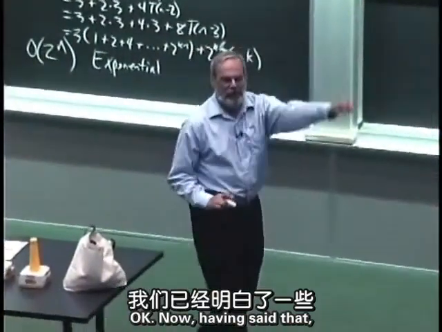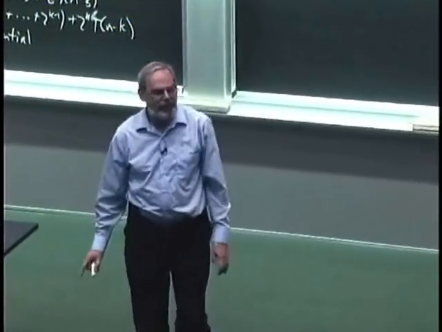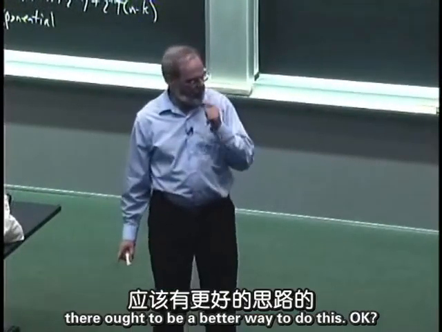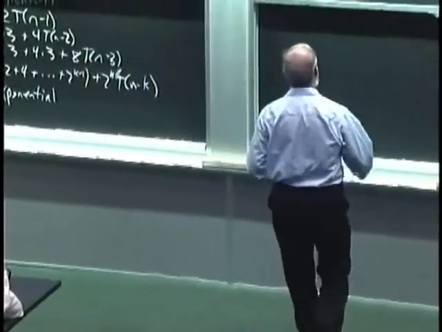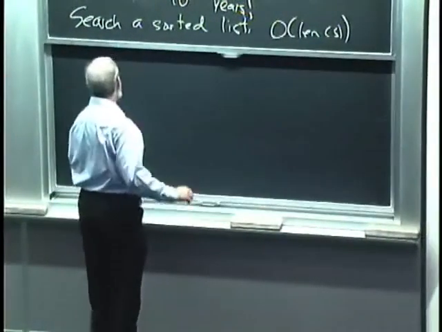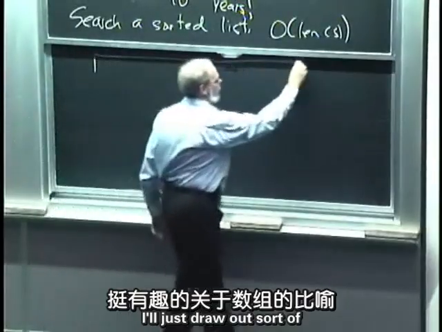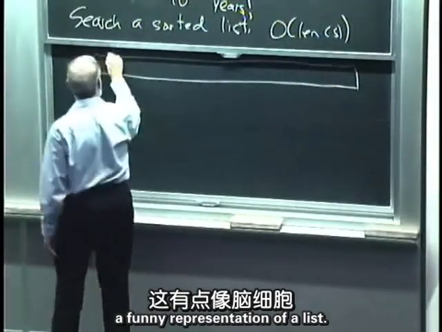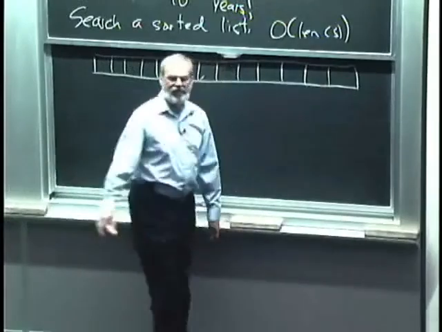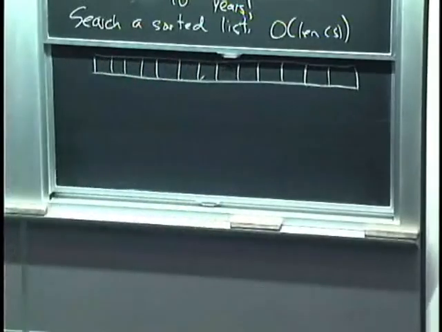Now, having said that, and I've actually got a subtlety I'm going to come back to in a second, there ought to be a better way to do this. And here's the better way to think about it. You just draw out sort of a funny representation of a list. Those are sort of the cells, if you like, in memory that are holding the elements of the list.